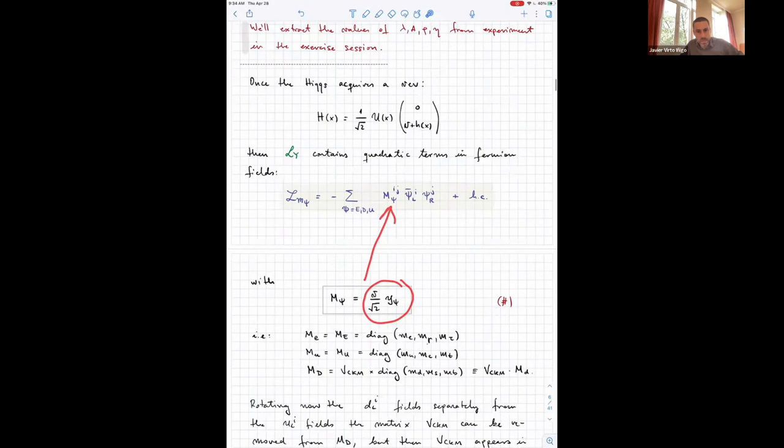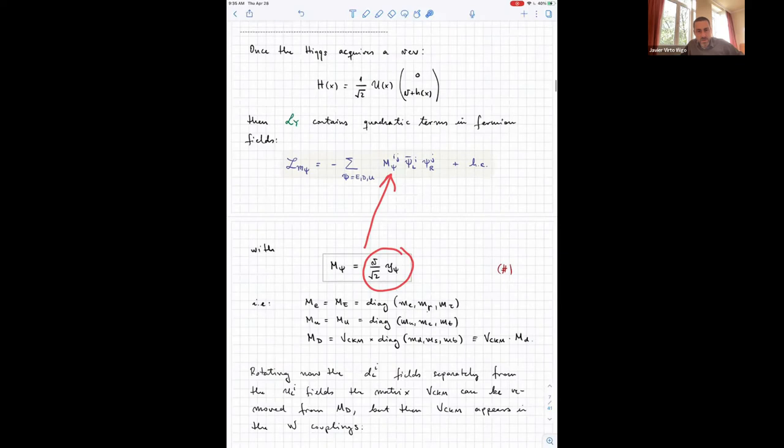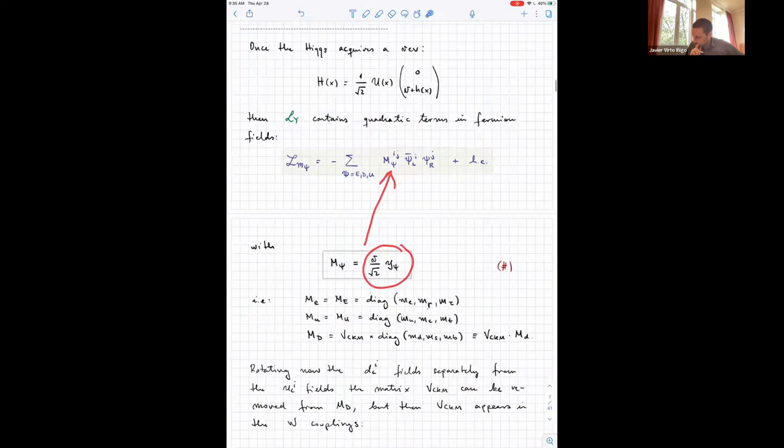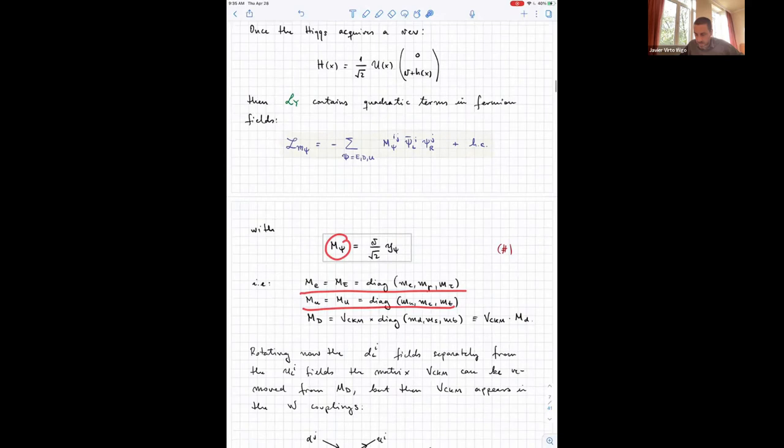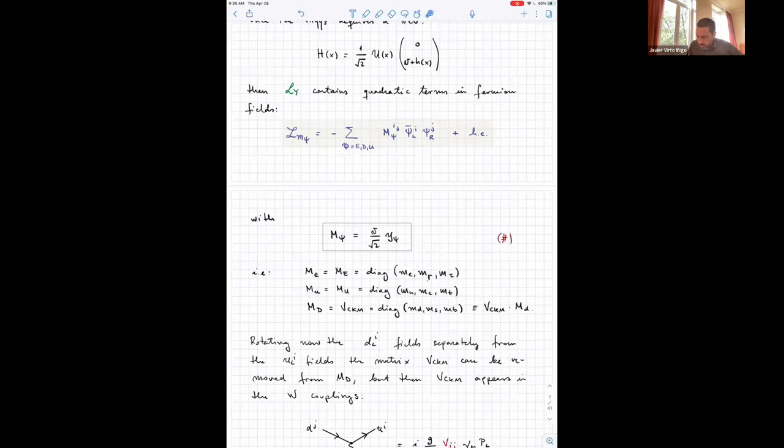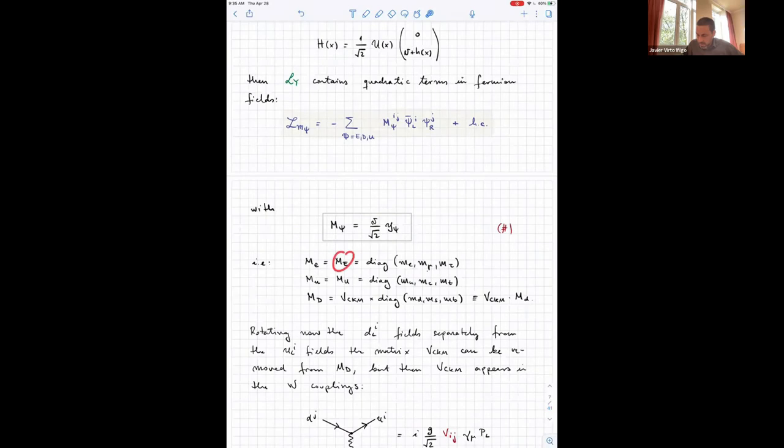Okay, and since we are working in this completely general basis where the Yukawas are diagonal in the lepton and U quark sectors, these mass matrices are immediately diagonal for electrons and for U-type quarks, okay? While they are not diagonal for D-type quarks, and one finds the CKM matrix here. So this is M_E, this is M_U, diagonal matrices. This is also a diagonal matrix, but then one has the CKM matrix here, okay?